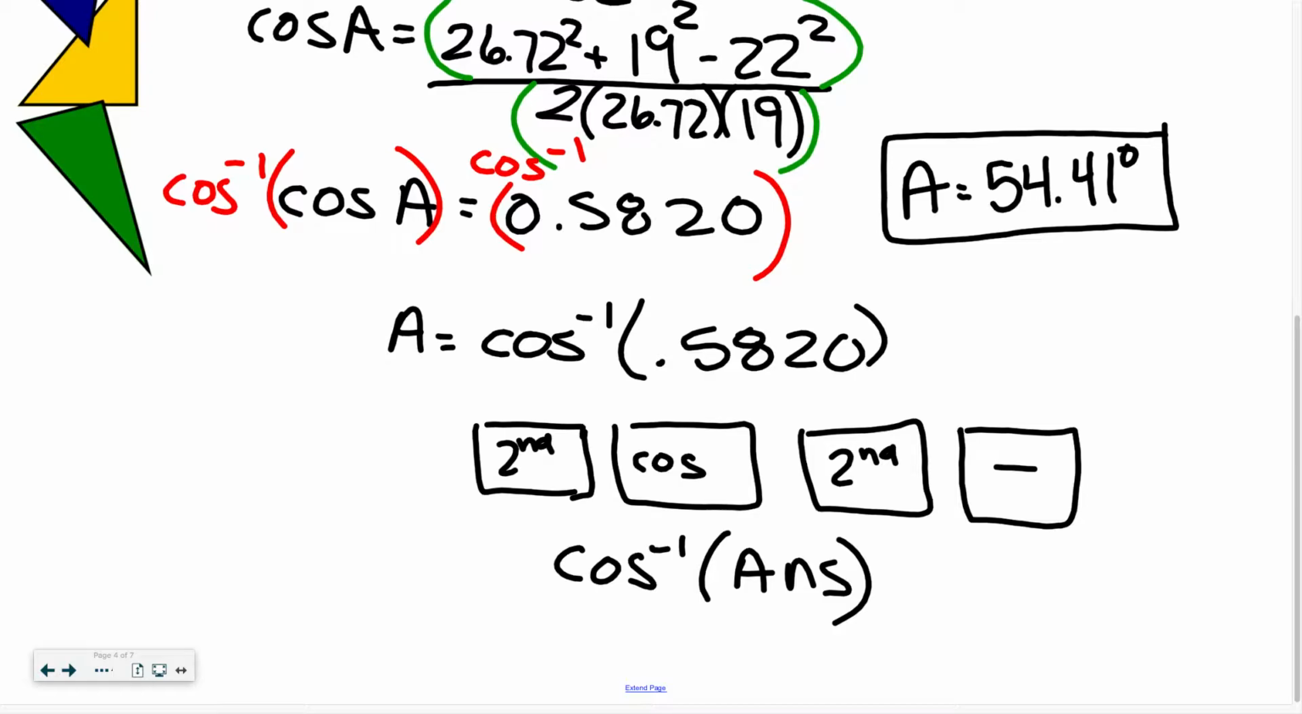Is anybody having trouble with their angle A? Let me know. I'll come over and take a peek at your calculators.